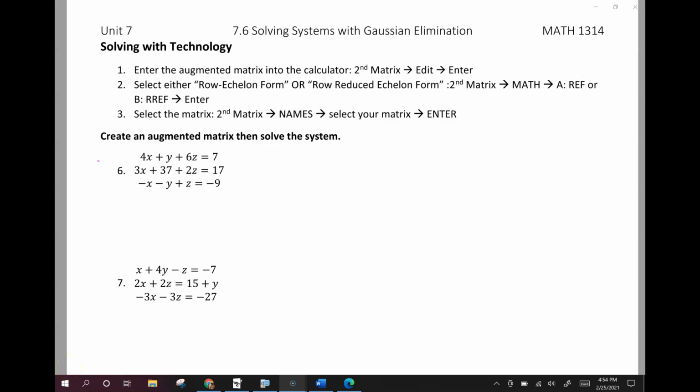Right, this is 7.6 part 3. So it's been really fun learning how to do Gaussian elimination and that whole process. But now I am going to show you how to do that in the calculator.